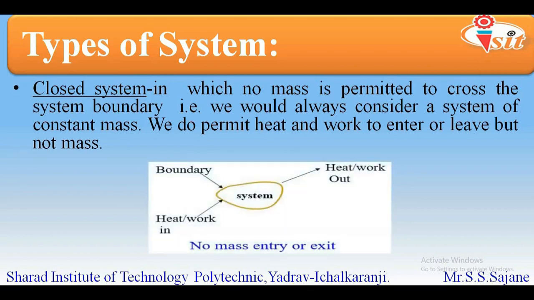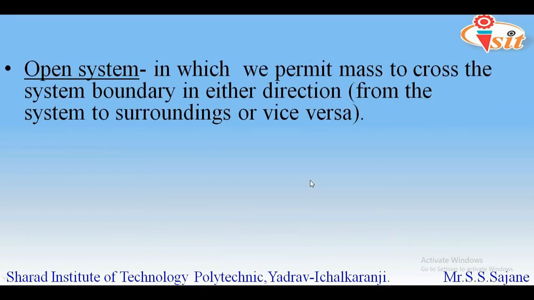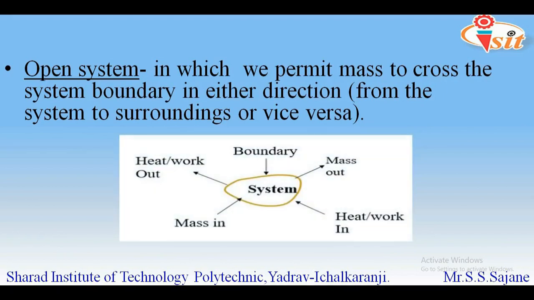We have seen in the diagram here that mass is not transferring across the system, whereas only heat is allowed to transfer. So this is closed system. And in open system, we have seen that the system where mass as well as heat is allowed to cross the system boundary. So in the diagram, this is shown that mass is transferred as well as heat is also transferred. So this is the open system.